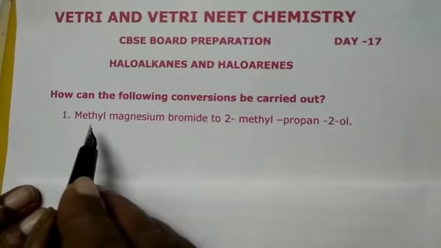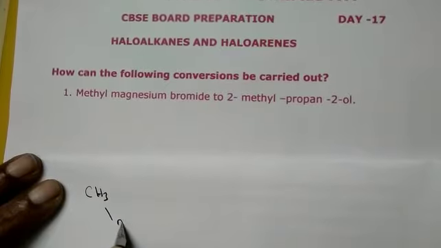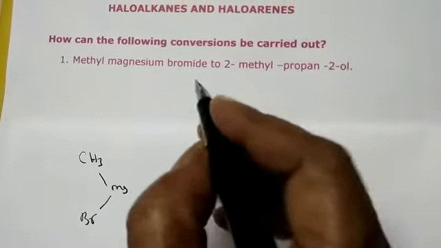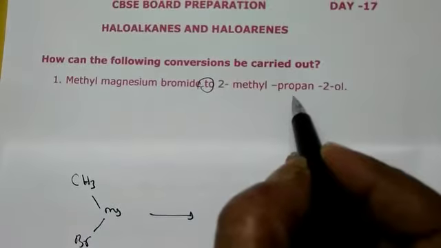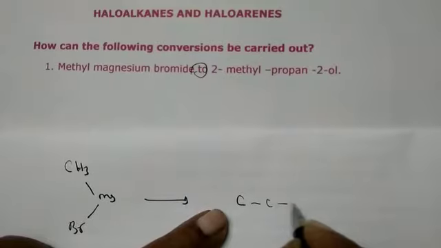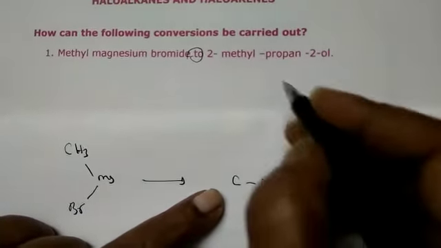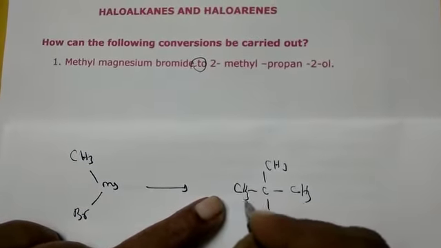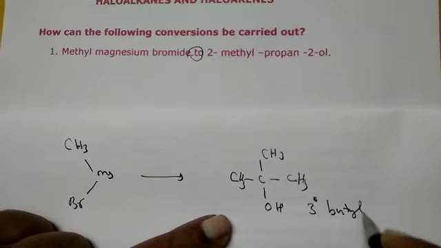Now the reactant is methyl magnesium bromide. Let me write the structure of methyl magnesium bromide. This is the Grignard reagent. Then it gives the product 2-methyl propan-2-ol. So write propane, this is the 3 carbon, 1, 2, 3. Propan-2-ol, on the carbon atom I am putting OH and then on the second carbon atom I am putting CH3. Following the naming, we have identified it is the tertiary butyl alcohol.